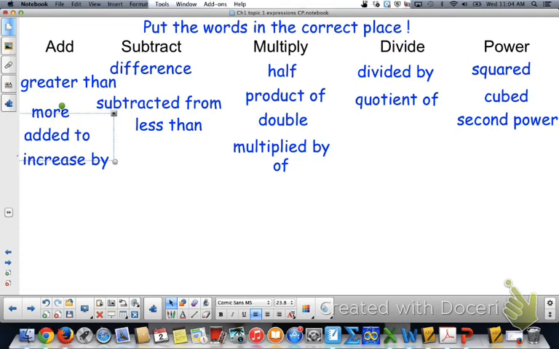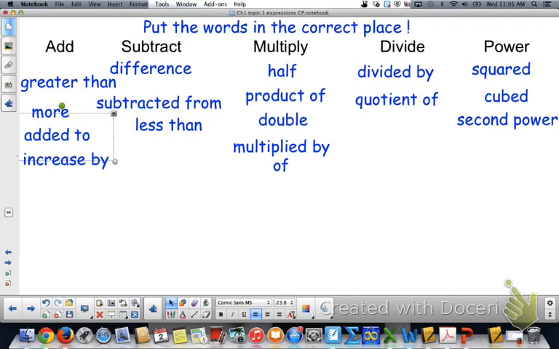Okay, there we go. So add, greater than, more, added to, increased by. Subtract, difference, subtracted from, less than. Multiply, it could be half of something. Half could go over to multiply or divide. You could multiply by 1/2, or you could divide by 2, either one. Product of is multiply. If you double something, you multiply by 2.